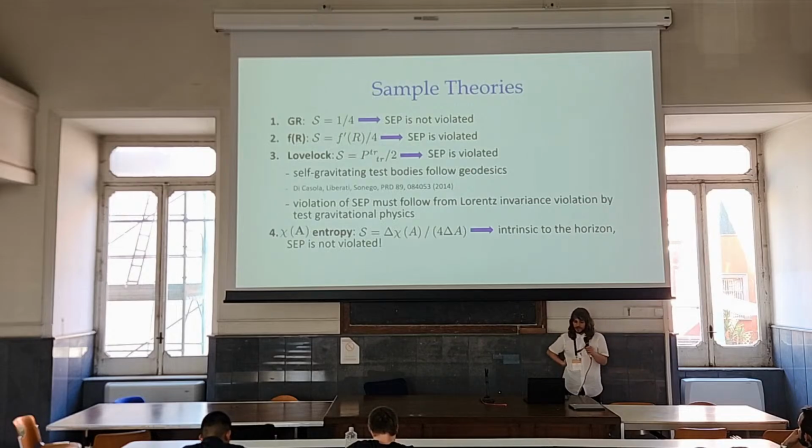And in this case, the entropy, or the ratio S, turns out to depend on the area of the horizon in a non-trivial way. But since this is an intrinsic property of our black hole, not affected significantly by background curvature correction, it actually does not violate the strong equivalence principle.